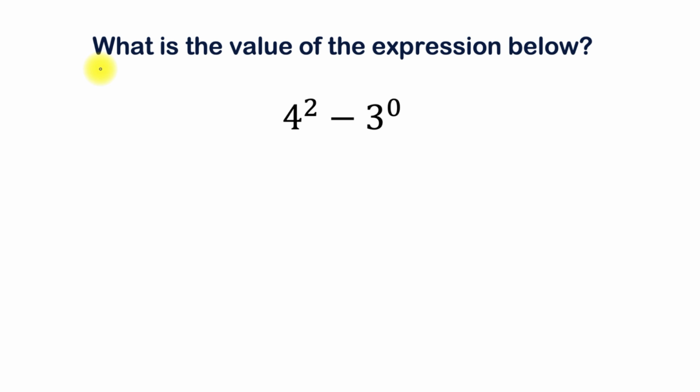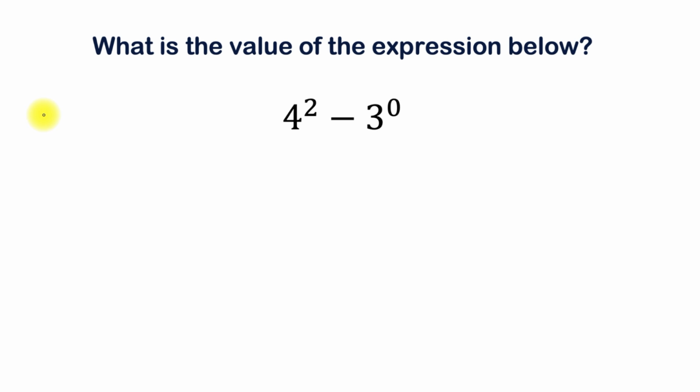This question says, what is the value of the expression below? And they give us this expression: 4 to the second power, also called 4 squared, minus 3 to the 0 power. So we have multiple operations here, since we have an exponent and a subtraction sign, and another exponent here as well. And that means what we should use is the order of operations.